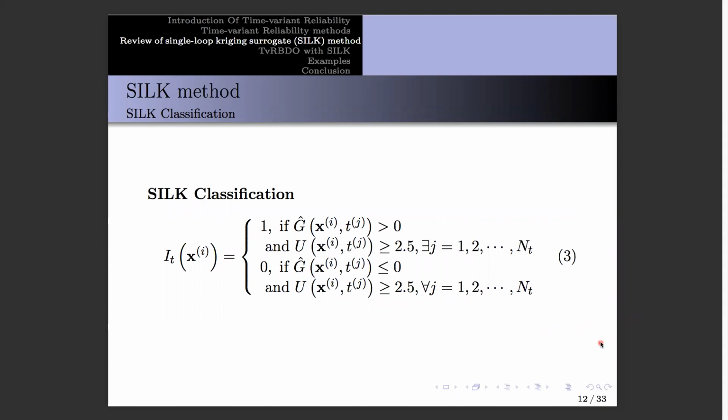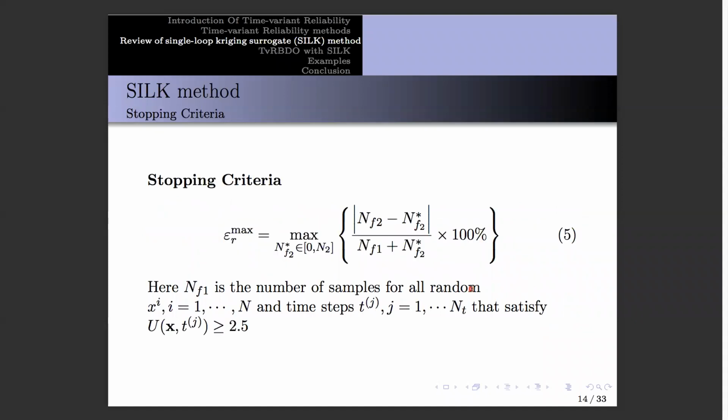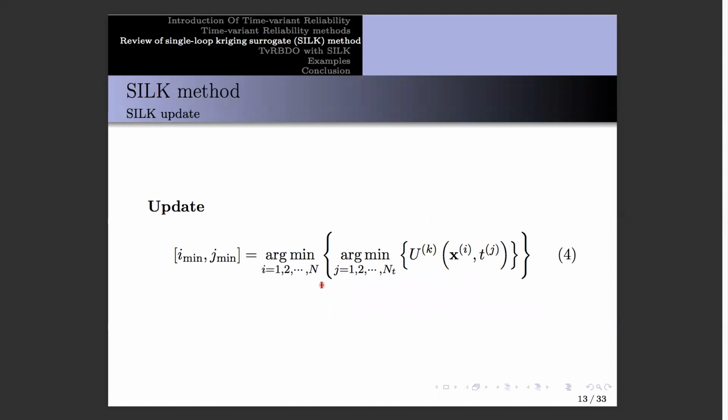If the surrogate fails to find an accurate point, that is, U is smaller than the limit, we think that the points need to be updated by the Kriging. The updating points are decided by searching all the random X by minimizing U for each time step.